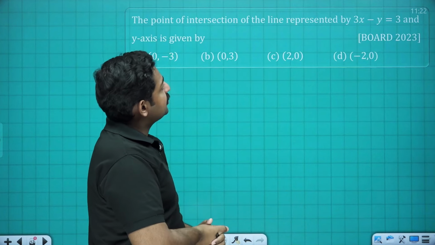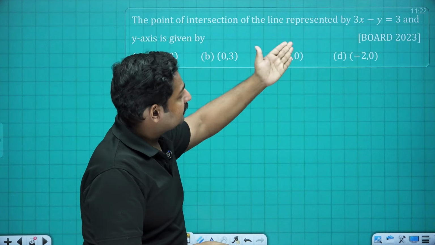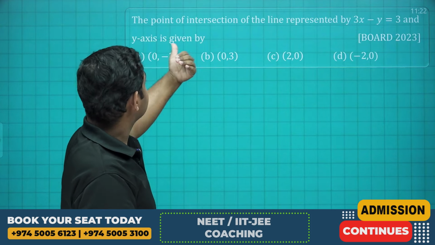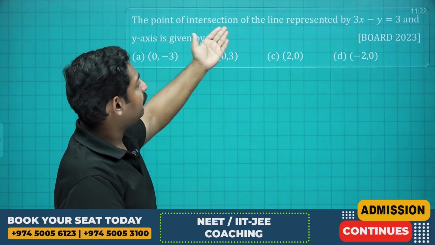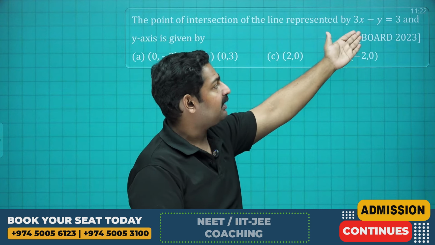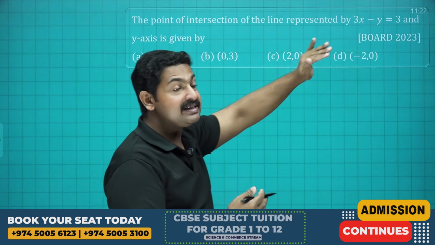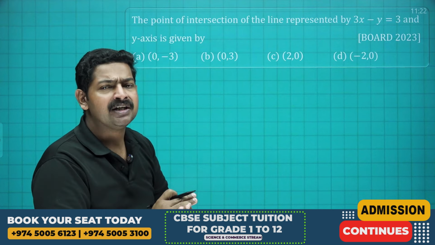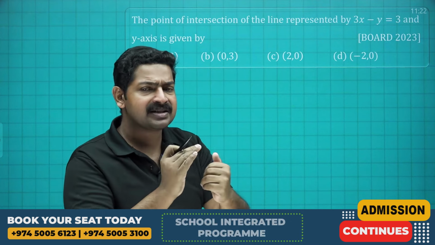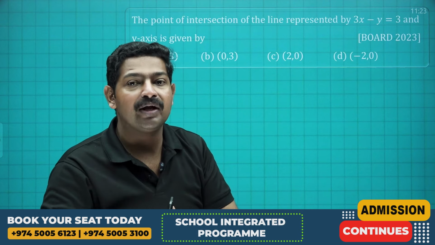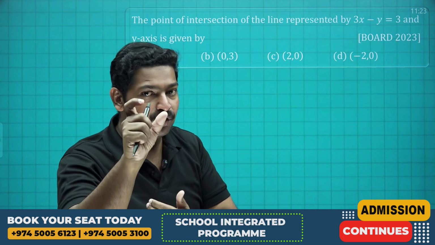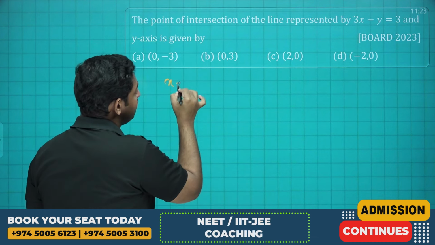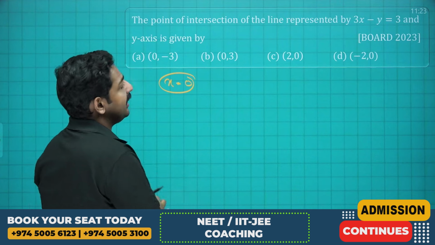The point of intersection of the line represented by 3x minus y equal to 3 and the y-axis is given by. So this is a line and it intersects with the y-axis. Then we need to find the point of intersection. The line intersecting the y-axis means that point is lying on the y-axis. So we know that the x coordinate will be 0, since the point is lying on the y-axis.